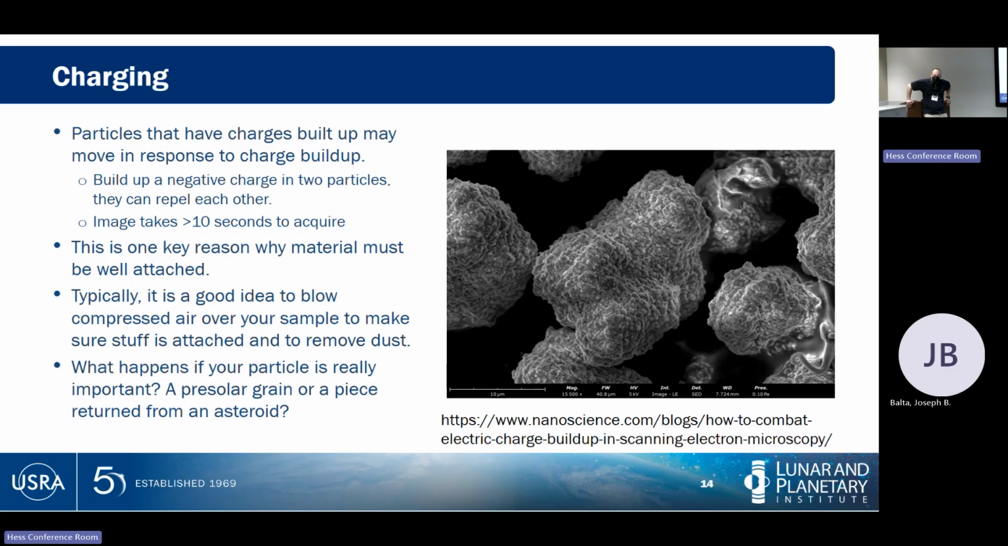Typically, before you load stuff, it is good practice to blow some compressed air over a sample. Because if your material is not super important, like you've got some random powder that you attach to a piece of tape, a bit of compressed air will help verify that it's unlikely to move, because anything that has not been well attached will probably blow away, as long as you're willing to blow stuff away from your sample.